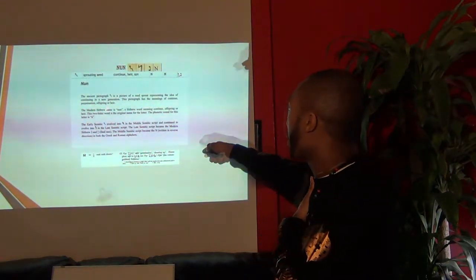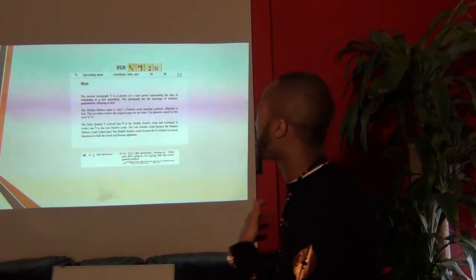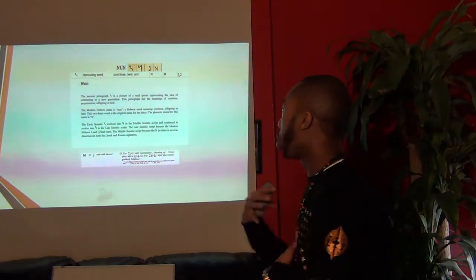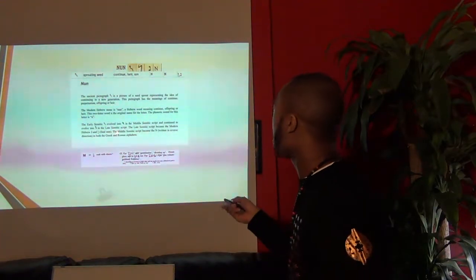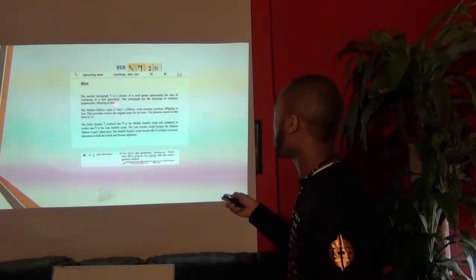The ancient pictograph is a picture of a seed sprout representing the idea of continuing to a new generation. The pictograph has the meanings of continue, perpetuation, offspring, or heir. The modern Hebrew name is nun, a Hebrew word meaning continue, offspring, or heir. The two-letter word is the original name for the letter.